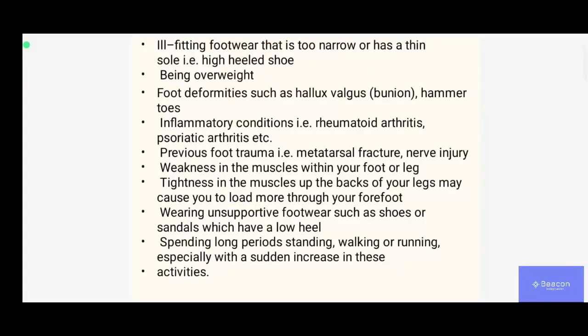Wearing unsupportive footwear such as shoes or sandals which have a low heel also causes Morton's neuroma. So does spending long periods standing, walking, or running, especially with a sudden increase in these activities.